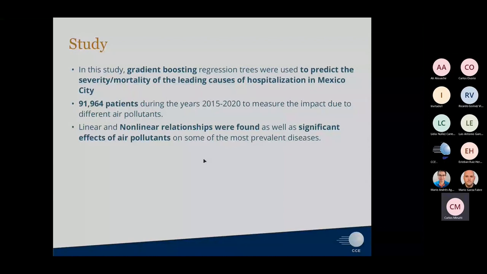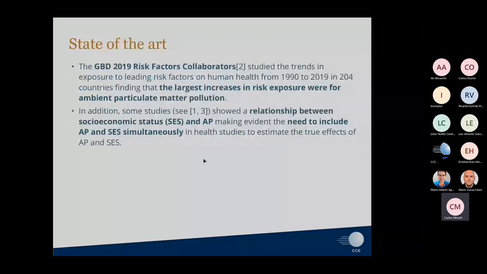About the state of the art, the GBD Risk Factor Collaboration in 2019 studied trends in exposure to leading risk factors on human health. And they found, for example, that the largest increase in risk exposure was for ambient particulate matter pollution, also known as PM.